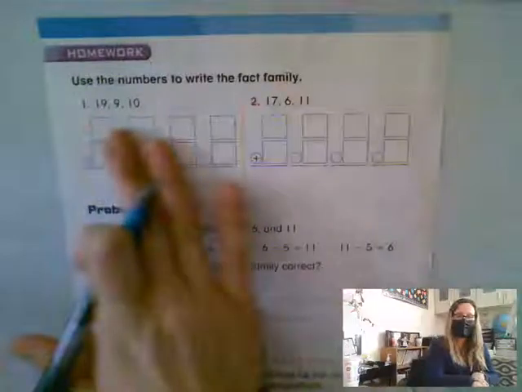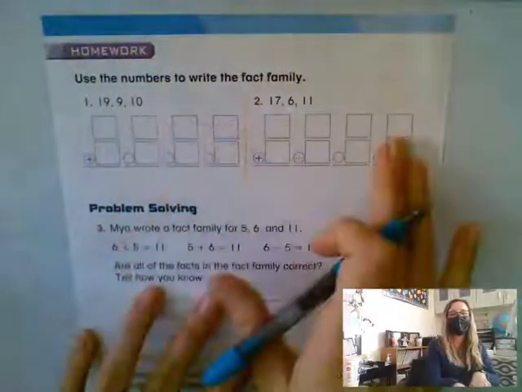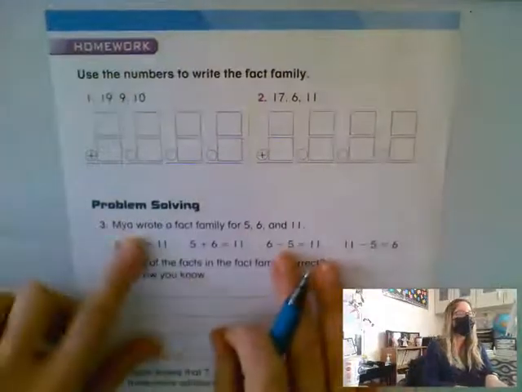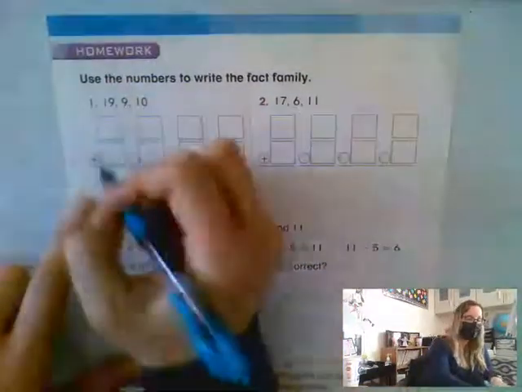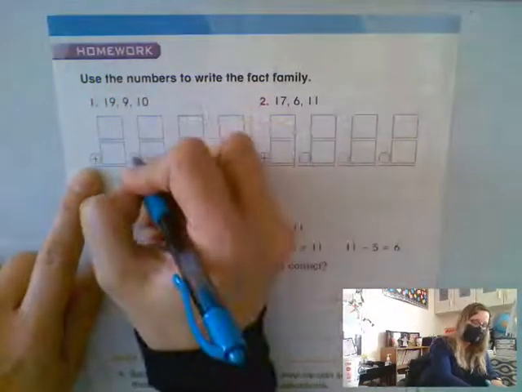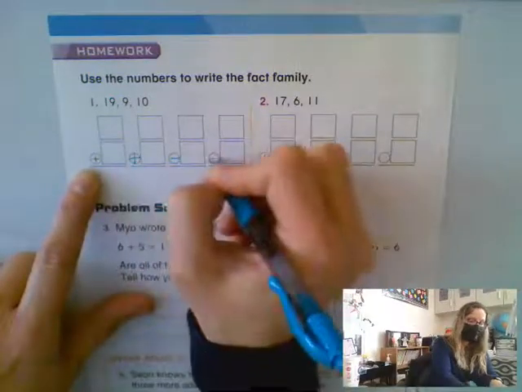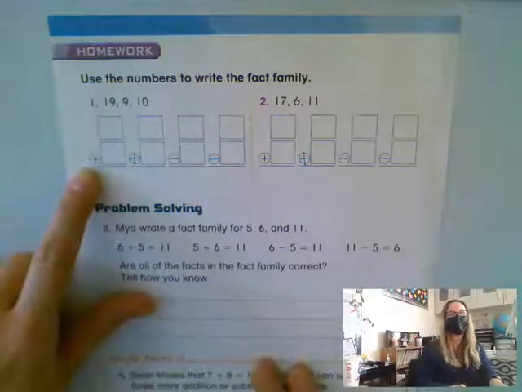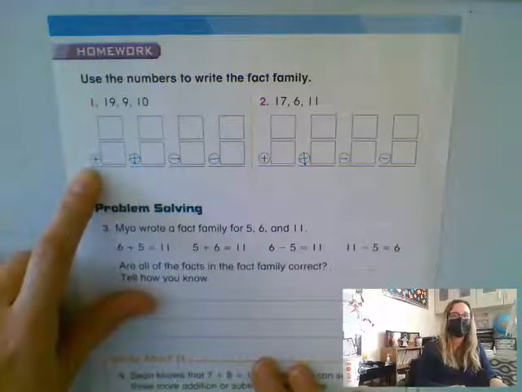On this side, we're going to work through 1 and 2. The first thing I suggest doing is plugging in your signs. So you know you need 2 addition. They have 1 plus, so I'll do 2 pluses and 2 minuses. And I'm going to do that for both because I know I need 2 addition and 2 subtraction. That's how fact families work.